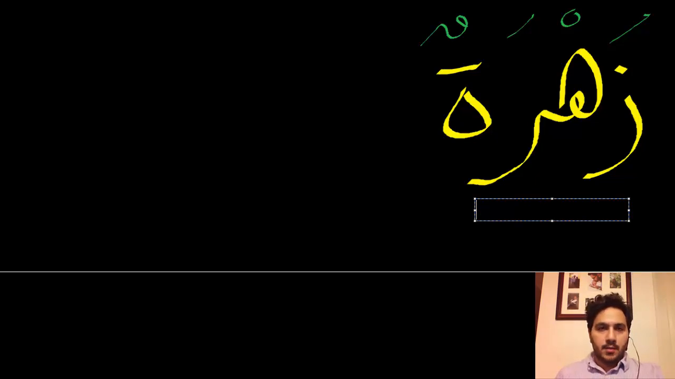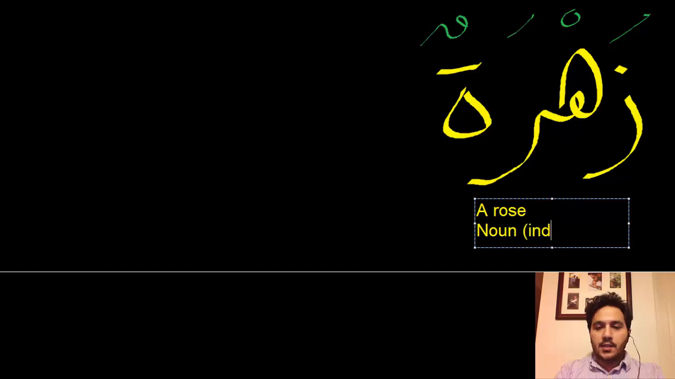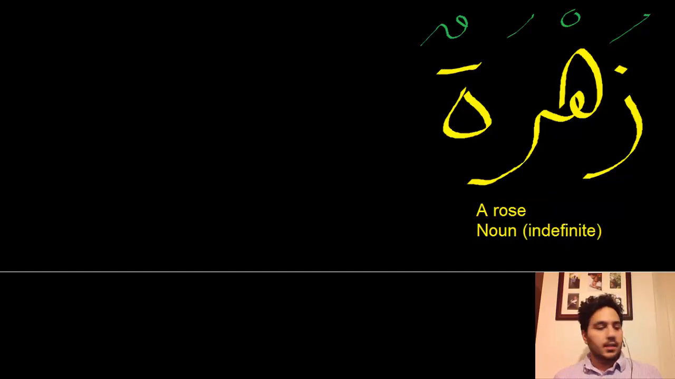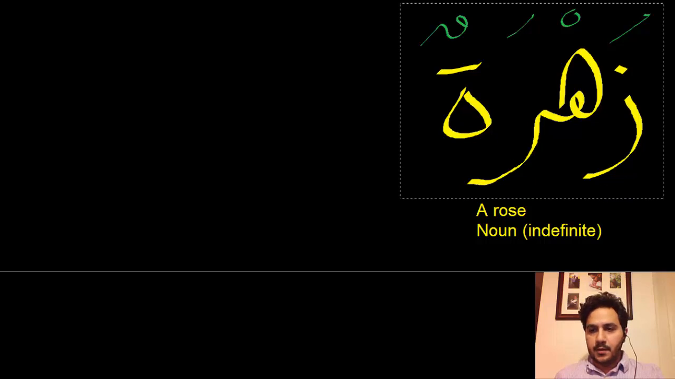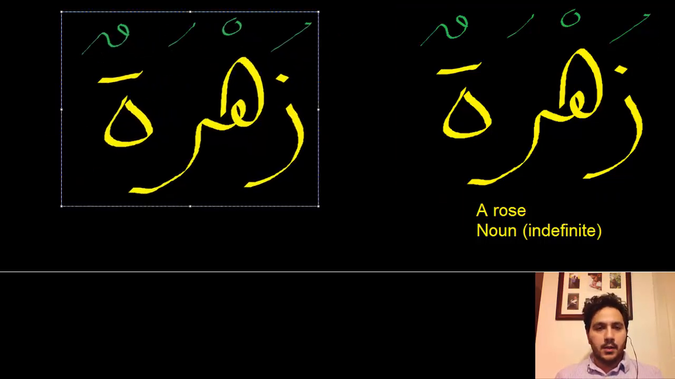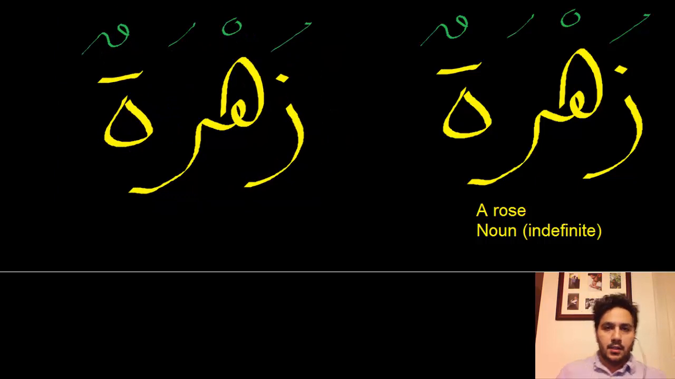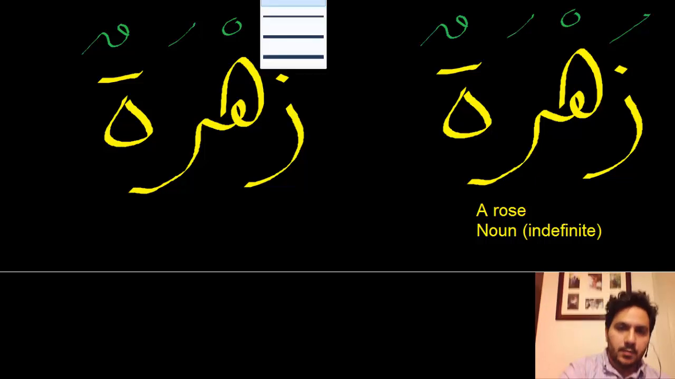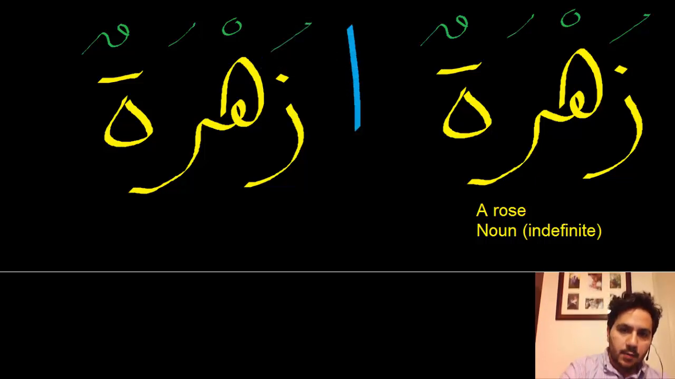Let's select the proper color here. A rose, it's also a noun, and it's indefinite. And now we're going to make it definite by adding al-ta'rif. We are going to write the rose. Alright, here we go. Let's take our brush and make sure it's the proper thickness. Okay, and we add al-ta'rif to this word.